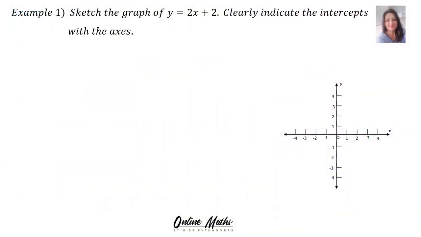Example 1. Sketch the graph of y is equal to 2x plus 2. Clearly indicate the intercepts with the axes. Now remember, in the previous lesson I explained how to sketch the graph using a table. So usually the question will specify by using a table or the dual intercept method. If the question does not specify, I suggest you use the dual intercept method.